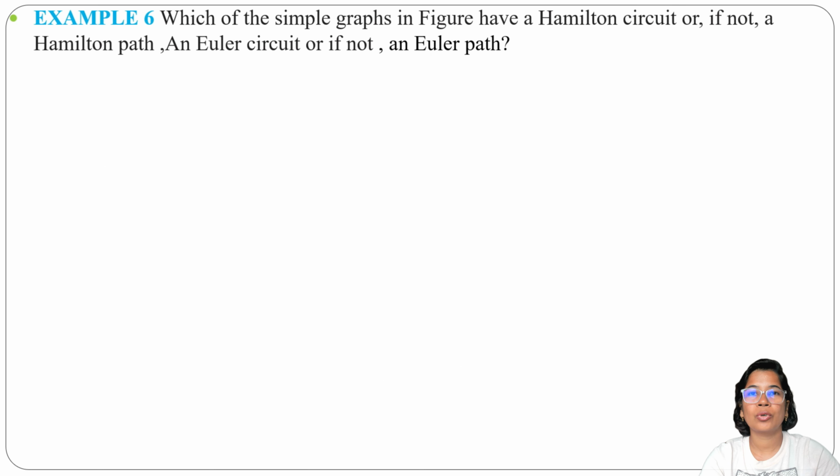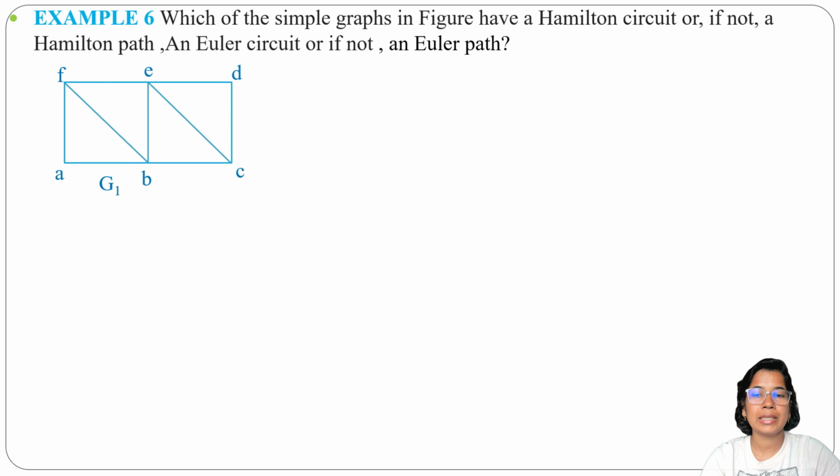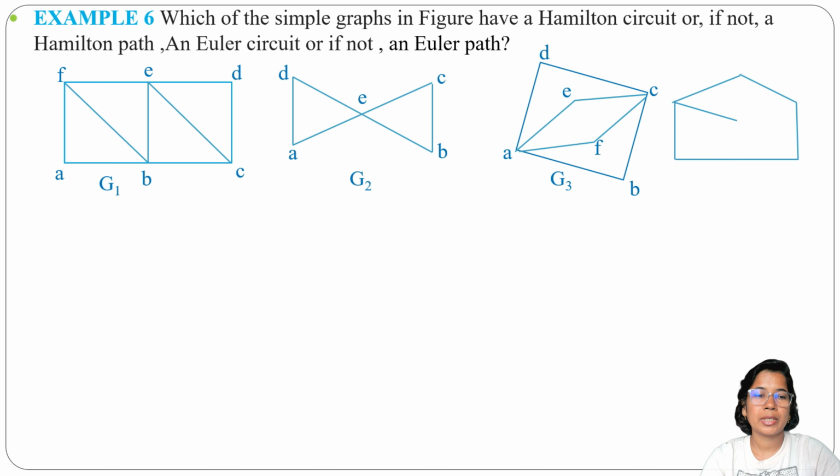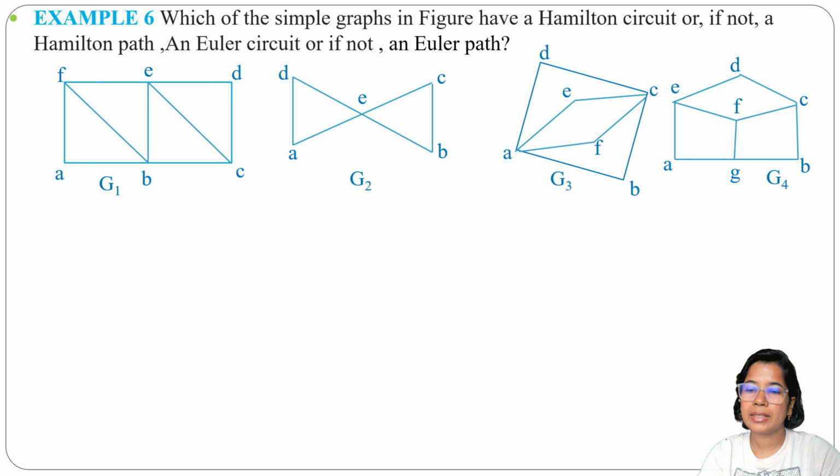Let's see one more example where I will discuss the Euler path, Euler circuit, Hamilton path and Hamilton circuit. Example 6. Which of the simple graphs in the figure have a Hamilton circuit, or if not, a Hamilton path; an Euler circuit, or if not, an Euler path? These are the graphs. There are 4 graphs. We need to check in each graph whether the Euler path, Euler circuit, Hamilton path and Hamilton circuit are possible or not. Now check the G1 graph.